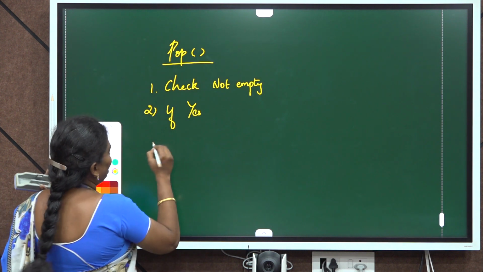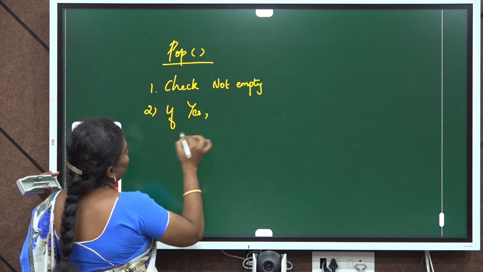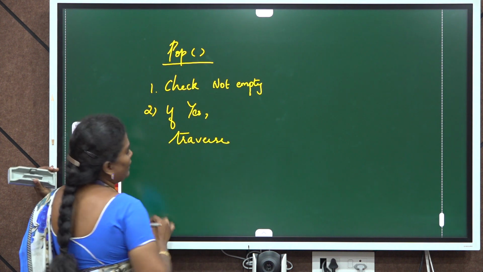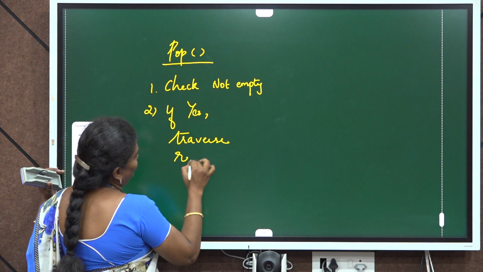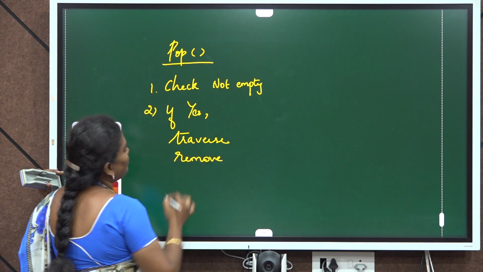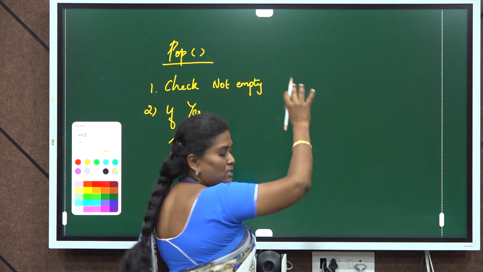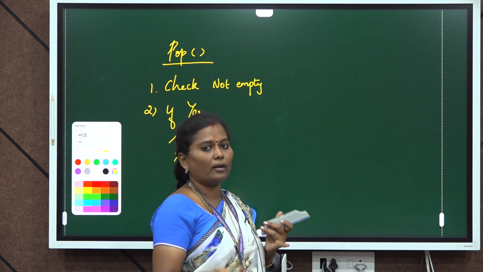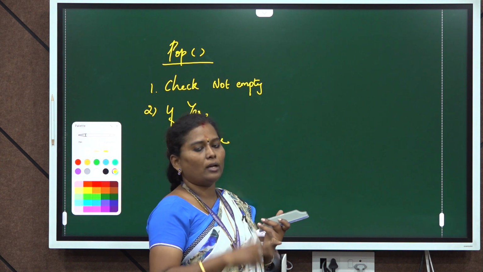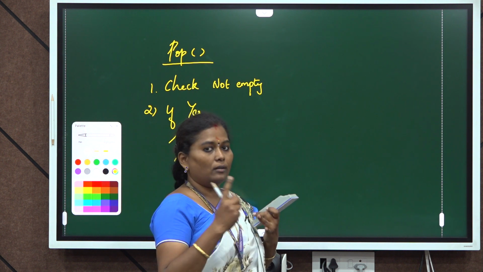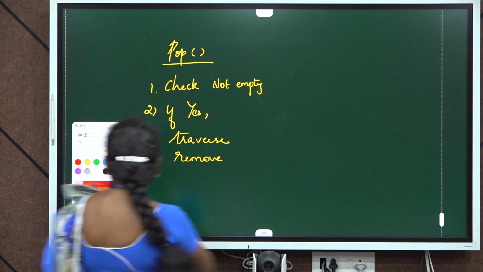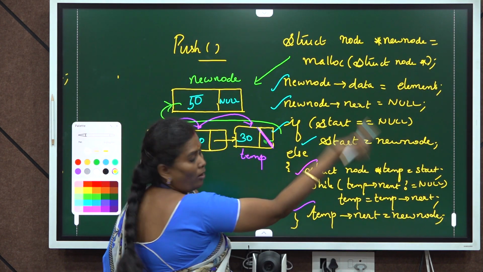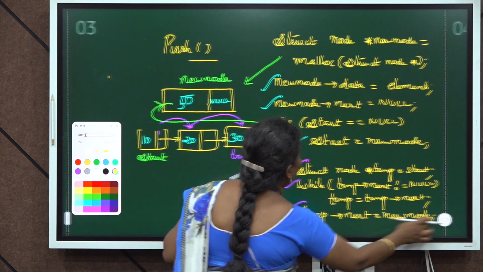So here the same steps has to be done. Traverse and remove. So how are we going to traverse and remove? Let us see. As we know, we don't want new node, so struct node star new node is not required with the malloc, and we don't want new node of data equal to element, and so these 3 steps are not required.